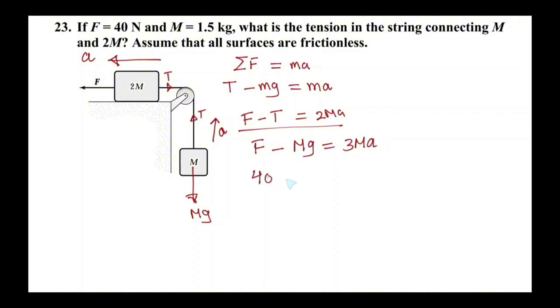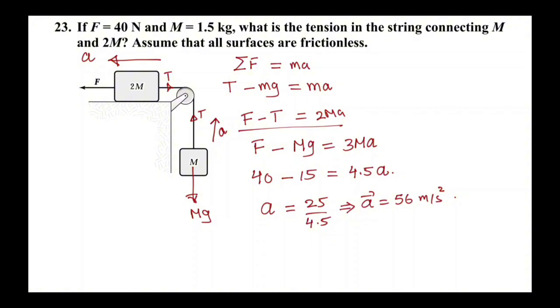40 minus 15 equals 4.5 A, and after all, A equals 25 divided by 4.5, and A will be equal to 5.56 meter per second square.